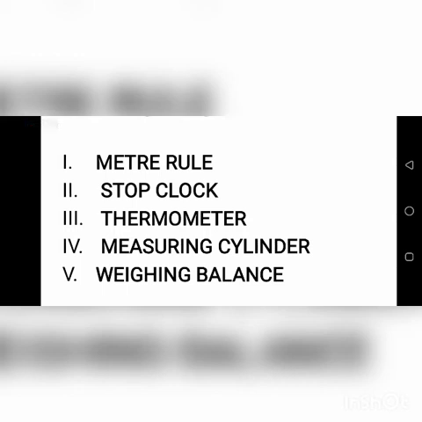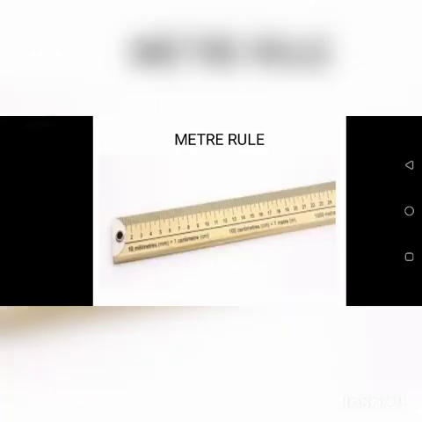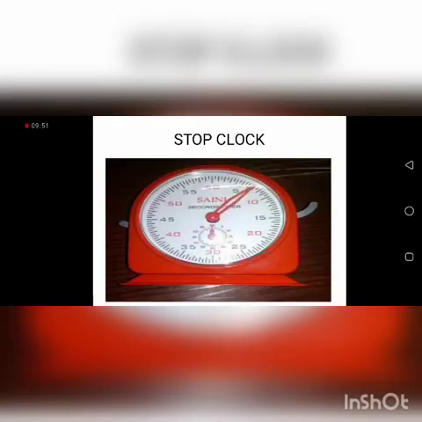Let's see each of them in the diagram and how you can identify them. So look at the meter rule. This is a meter rule. It is very common and easy. Everybody knows a meter rule. It is like a ruler, and it is calibrated. This is the meter rule. The next one is the stop clock.